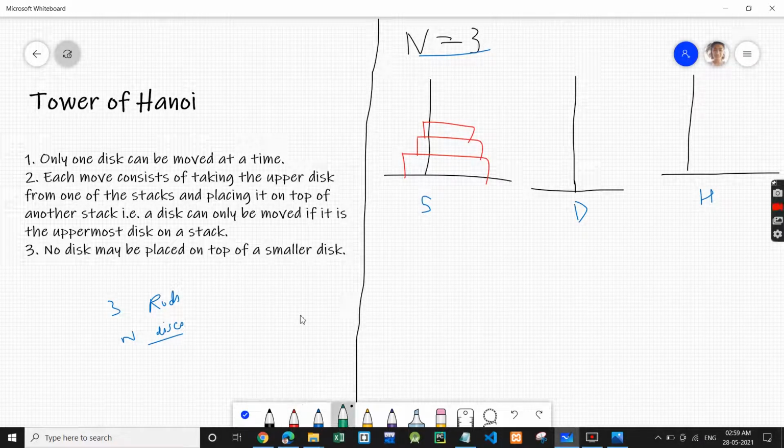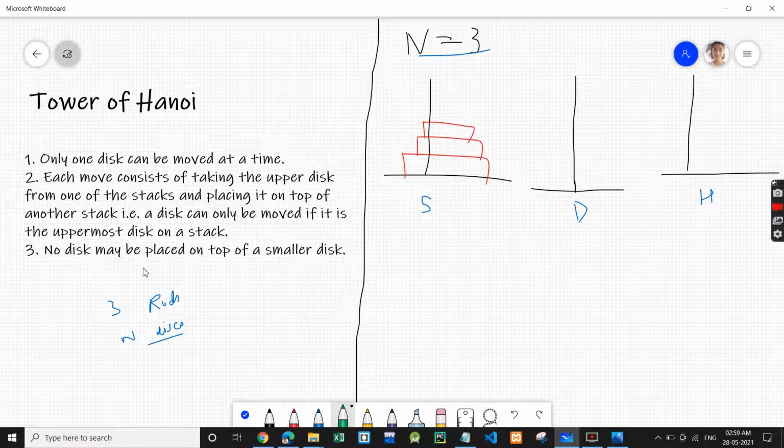So what we need to do basically in this problem is move all these three disks from the source rod to the destination rod. That means at the destination it should be like this: all these three disks should be over here, and on the source rod there should be nothing. And for moving from source to destination, we can use the helper rod. So basically this is the problem.